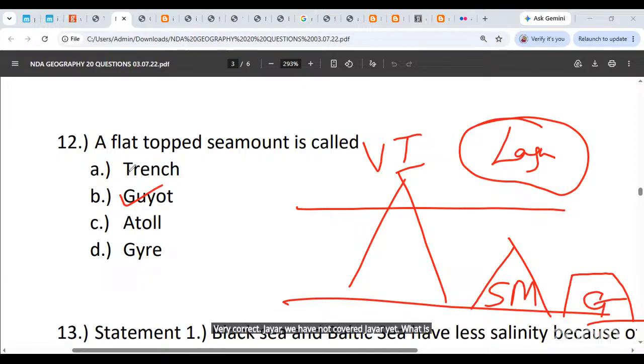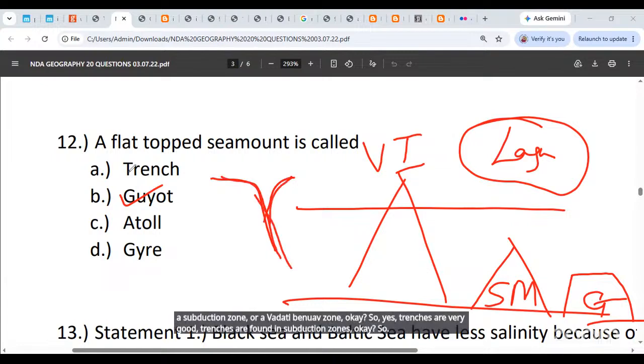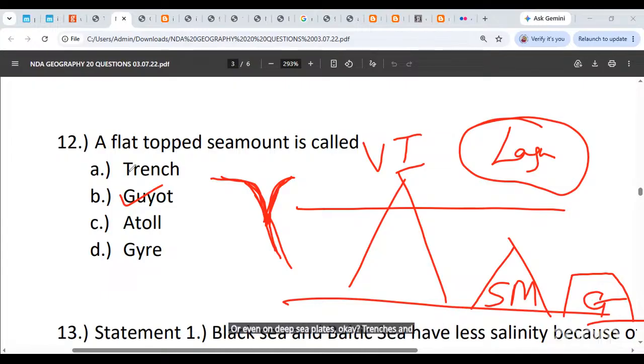What is a trench? Where do you usually find trenches? Oceans, but where? At the slope, at the continental shelf, at the basin. Where volcanic eruptions happen. What is that zone called ideally, where one plate goes below the other plate? A subduction zone or a Wadati-Benioff zone. So yes, trenches are found in subduction zones. If one plate goes below the other, then the V-shaped structure formed over there is usually where a trench is formed. You can see them at the base of continental slopes or even on deep sea plains. Trenches and canyons are formed over there. All right.